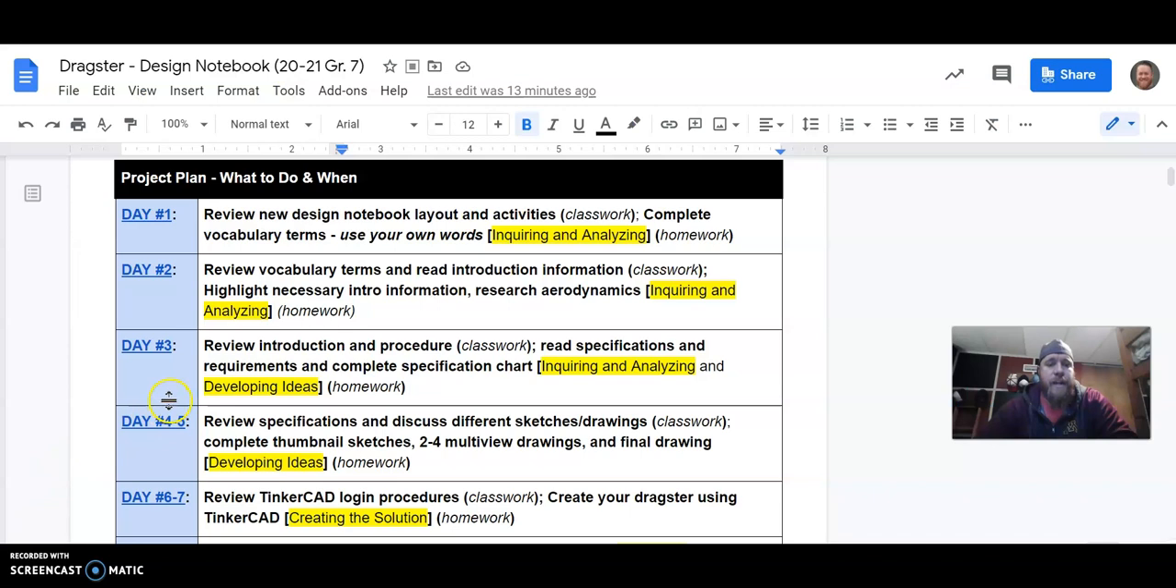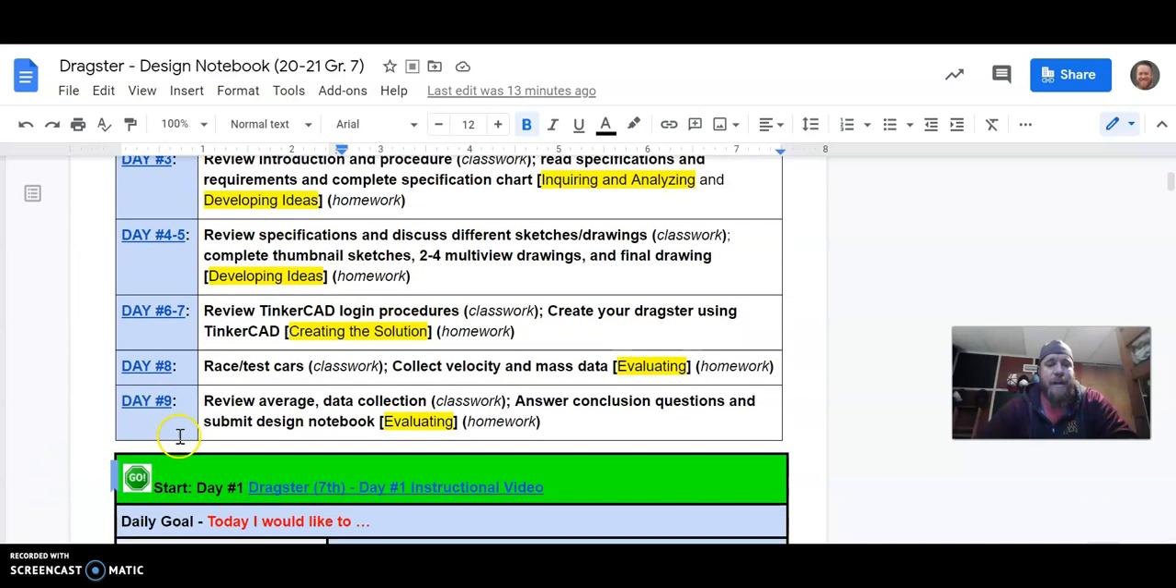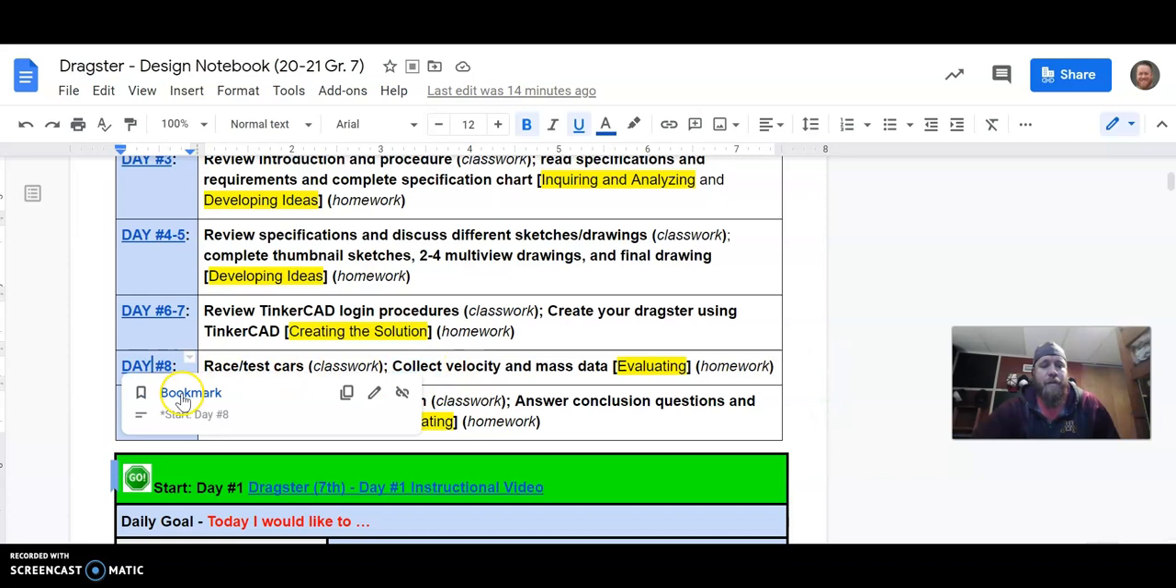All right, we've got our design notebooks open, and again we are on day number 8. If you are in the classroom, you are going to race and test your cars, and as you are racing those cars, you're going to collect some data. Either way, even if you are not in the classroom or you're not able to race your car, I'm going to give you some velocity data that you can use to calculate the velocity and some other information about that. All right, so let's click on the bookmark for day number 8.